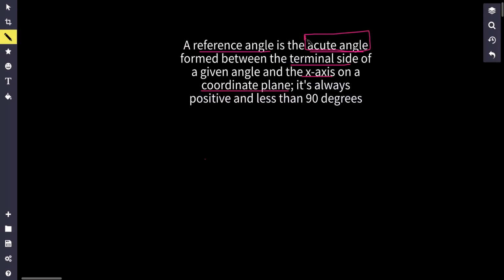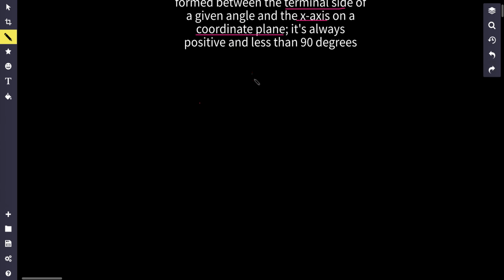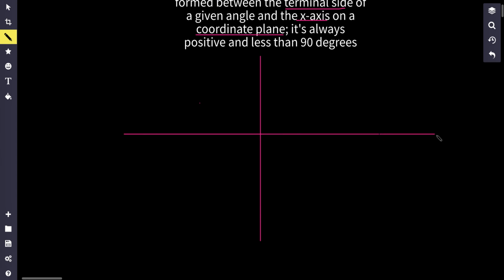A reference angle is the acute angle formed between the terminal side of a given angle and the x-axis on a coordinate plane. It's always positive and less than 90 degrees. Yeah, it's less than 90 degrees because you get that from the acute angle. I copied this definition from Google because I'm kind of lazy.